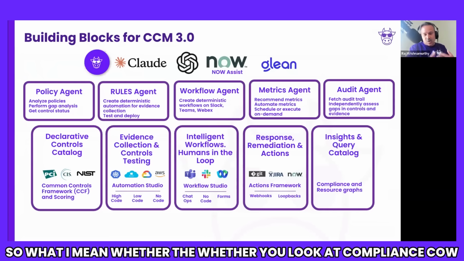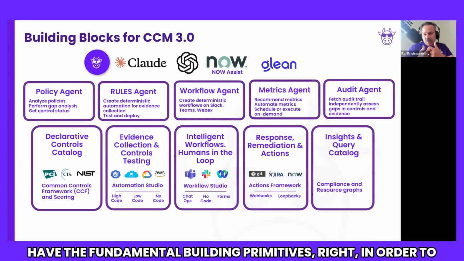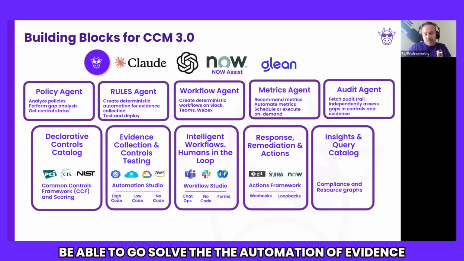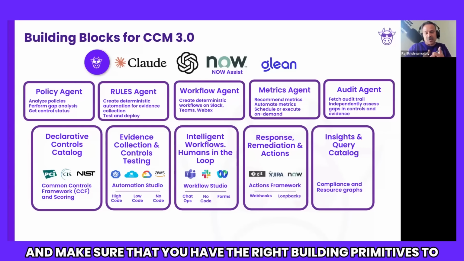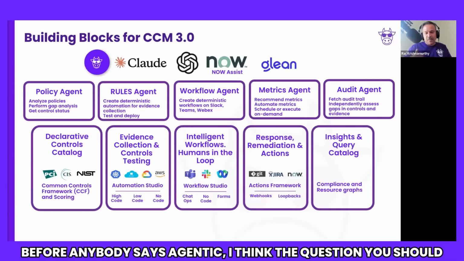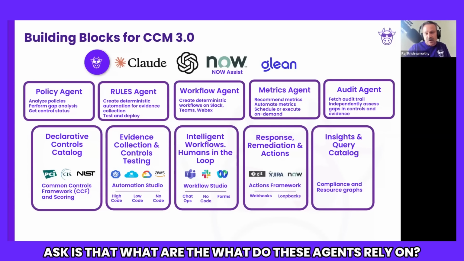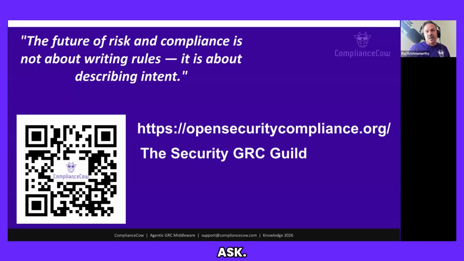So whether you look at ComplianceCow or any other products, what we would strongly recommend is that you ensure you have the fundamental building primitives in order to solve the automation of evidence collection, controls testing, potentially even remediation. Before anybody says agentic, I think the question you should ask is what do these agents rely on? What sort of runtime do you provide? And those should be the standard questions that you ask.